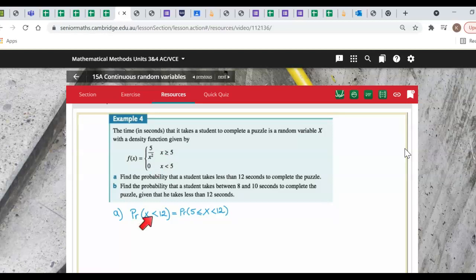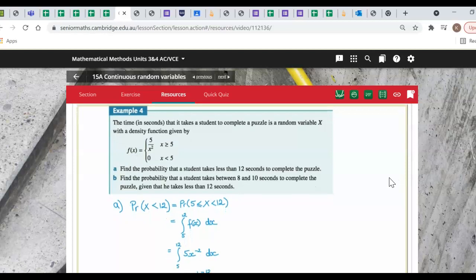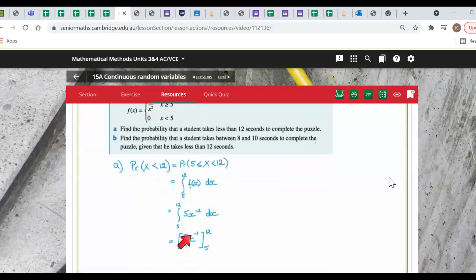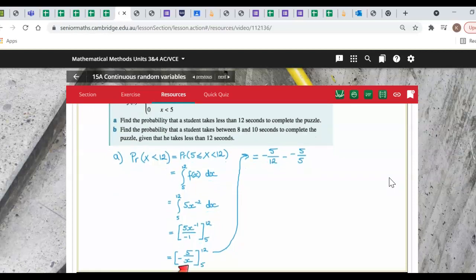So the probability that a student takes less than 12 seconds means that they are taking between 5 and 12 seconds to complete the puzzle. So we're going to integrate this function between 5 and 12. In order to do that, I'm going to increase my power by 1 and divide through by the new power. Then we substitute 12 into this formula and then subtract, sub in 5 into this formula. Work that one through and we end up with an answer of 7 on 12.